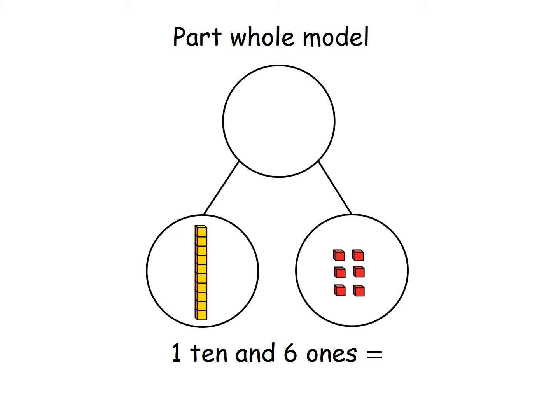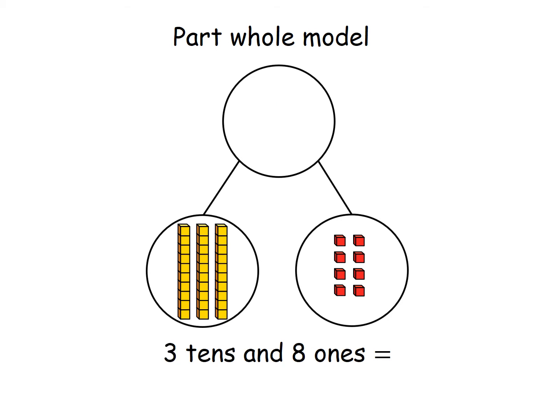So I'm going to show you some different representations of number, and you try and work out what the answer is. So in the part whole, we've used base 10 to show a number. I've got 1 10 and 6 ones. Anybody know what number 1 10 and 6 ones makes? 16. And there's your 1 10 and your 6 ones put together makes the number 16.